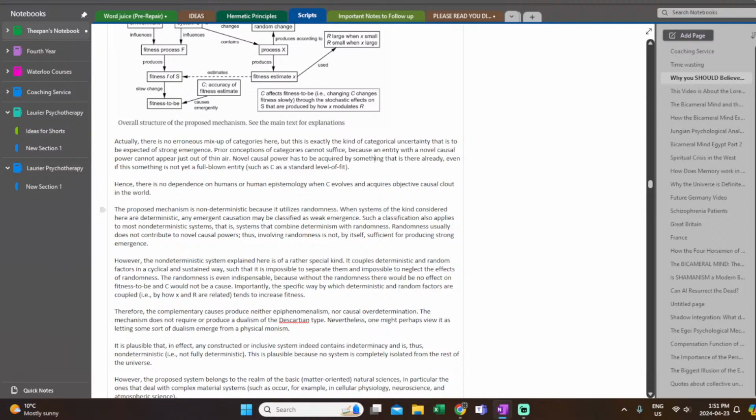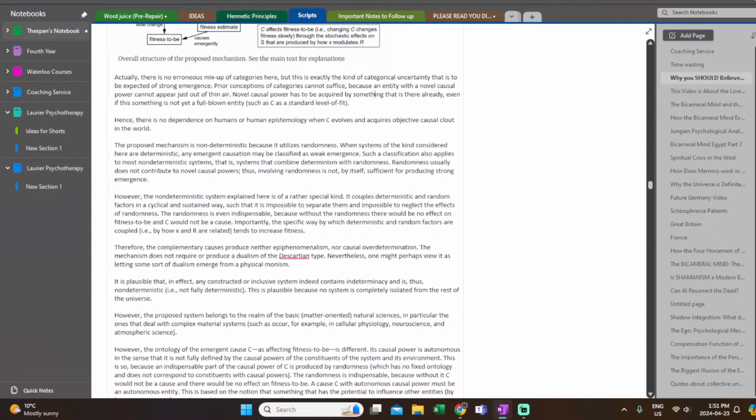Such a classification also applies to most non-deterministic systems, that is, systems that combine determinism with randomness. So just because you're combining randomness doesn't mean you're guaranteed to get a strongly emergent phenomenon, but randomness usually does not contribute to novel causal powers. Thus, involving randomness is not by itself sufficient for producing strong emergence.